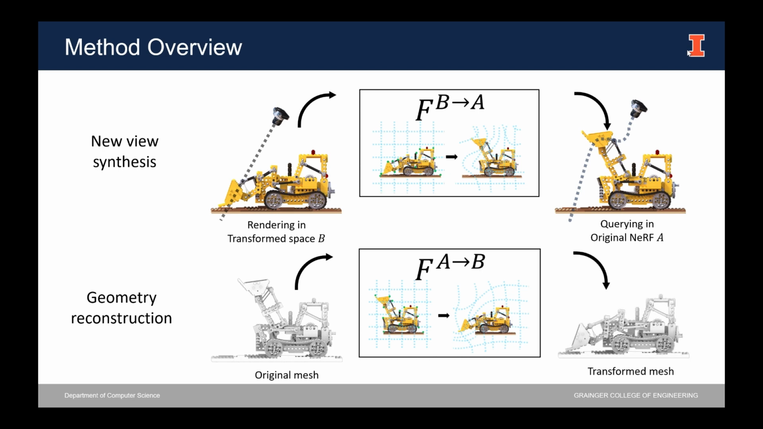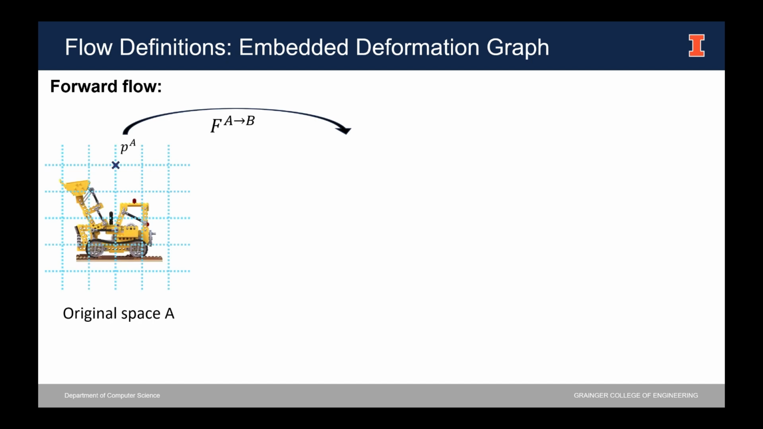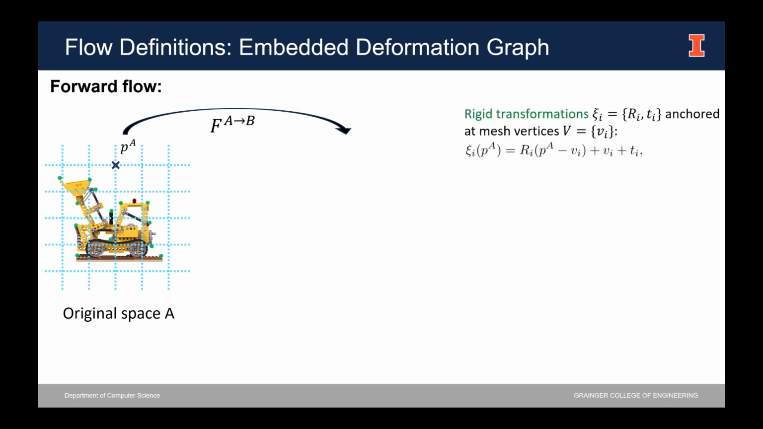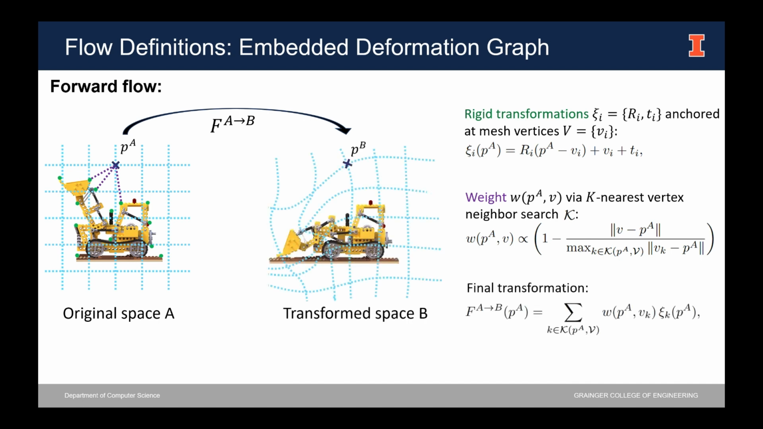Now let's move to details about how the two flows are defined. We model both flows as embedded deformation graphs. We first introduce the forward flow, which maps an arbitrary location P_A from the original space A to location P_B in the transformed space B. We first have rigid transformations, denoted as chi, anchored on mesh vertices. We show them as green dots here. Now we compute the weights of these rigid transformations. It's based on k-nearest-neighbor search, and here k is 3. The nearer, the higher the weight is, and all anchor points farther than the third nearest point have a weight of 0. The final transformation is formulated as a weighted linear blending of rigid transformations.